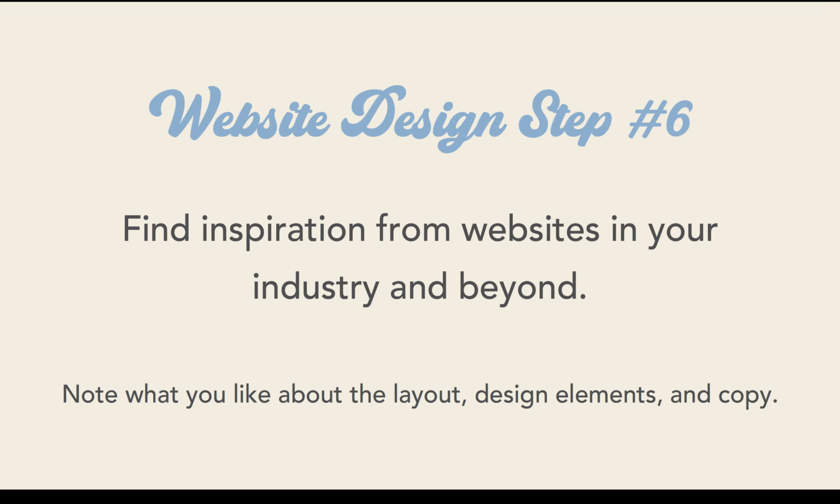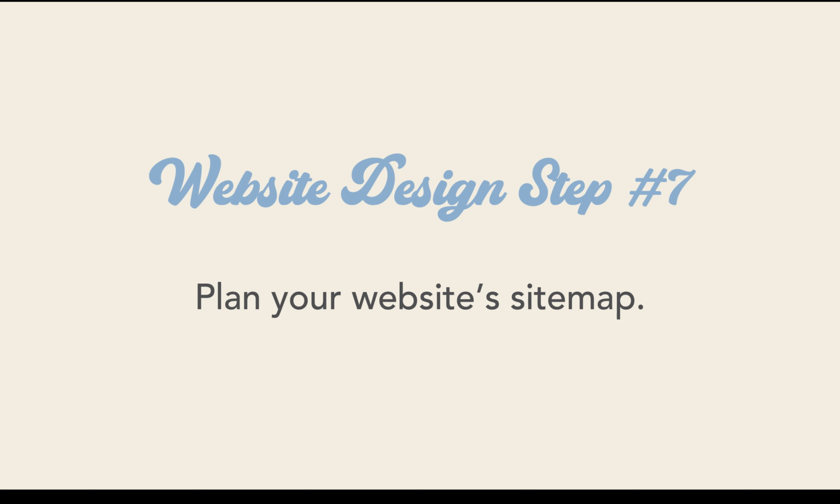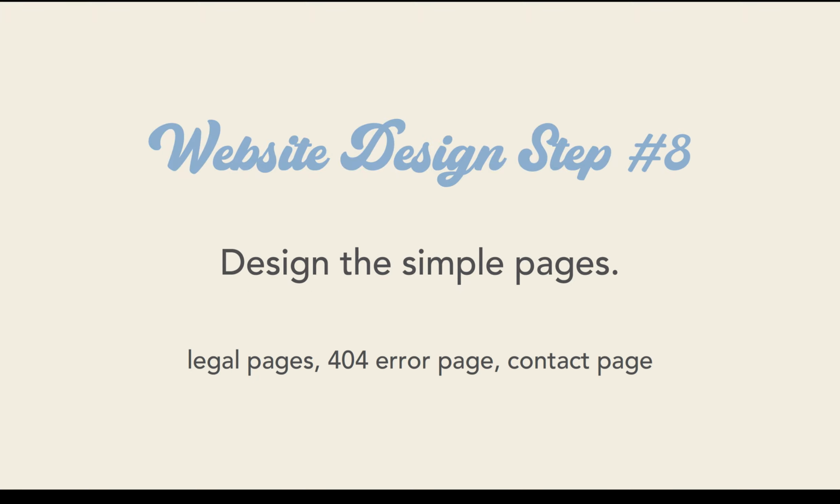Now that you have a foundation, keep a list of websites that inspire you. They don't have to be in your industry, but note what you like about the layout, design elements, and copy. This will help you envision your website. Next, you're going to plan your website's sitemap. Write down the pages you'll need and what will be on them, keeping the customer journey in mind. Also note which pages will appear in the main navigation, sub-navigation, and pages that won't be linked, such as your privacy policy page.